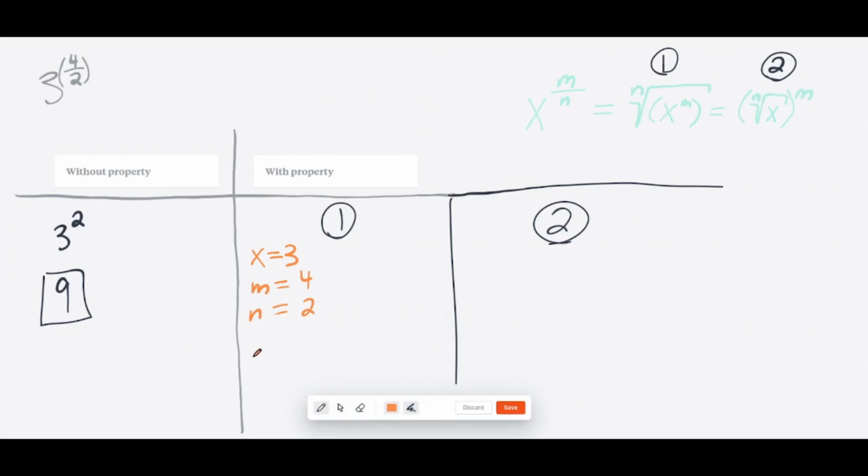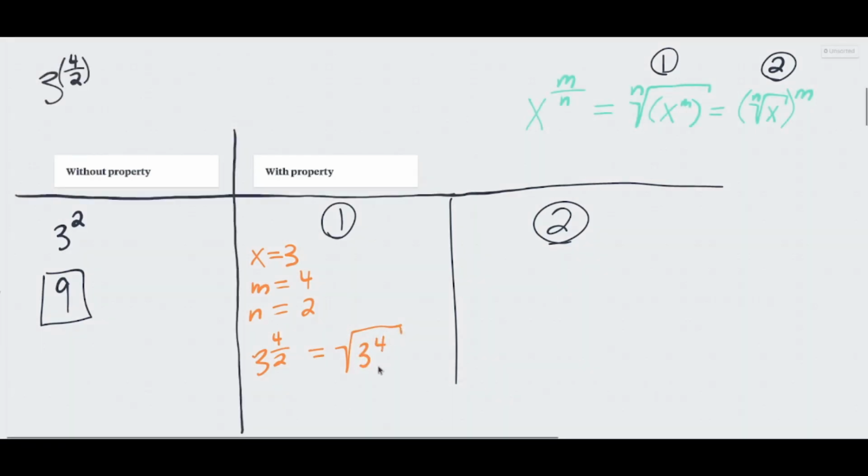Well, on the left-hand side, we obviously have 3 raised to the power of 4 over 2 right here. And then on the right-hand side, we would represent this as the nth root, and in this case it's 2. So we'll say that is equal to the square root. You don't have to write out the 2 when you're talking about the square root. That's implied. For all the other roots you do, which we'll talk about later. But inside of the root, then we'll have 3 raised to the power of 4.